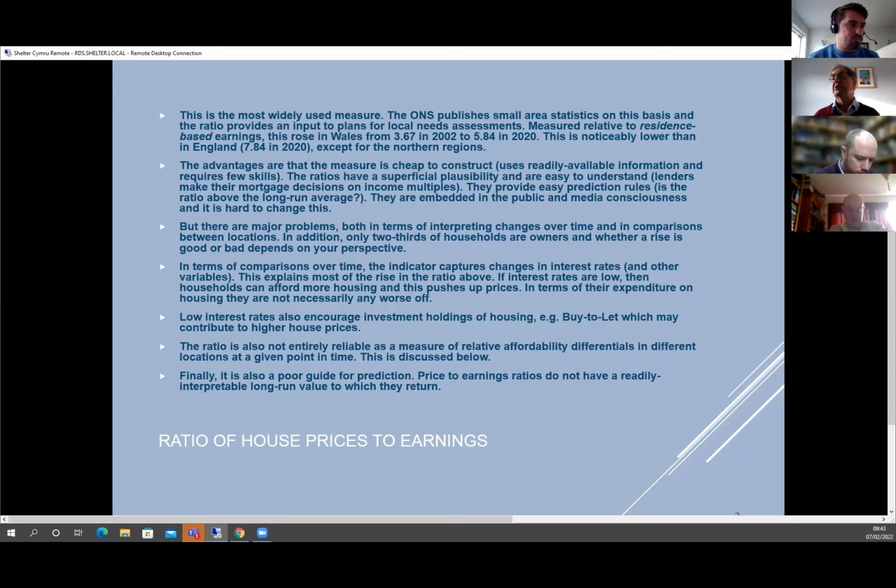Another problem is that the ratio is sometimes used as a basis for prediction. For example, some years ago, I remember the IMF using this as a key indicator internationally. The idea is that there is some long-run value to which markets return. So if the price to incomes ratio is above this long-run equilibrium, then prices are going to fall and vice versa. Unfortunately, that's not true, because the ratio itself depends upon a number of other factors, including real interest rates and other things. Forecasters have made major errors in the past by relying on some concept of an equilibrium ratio.